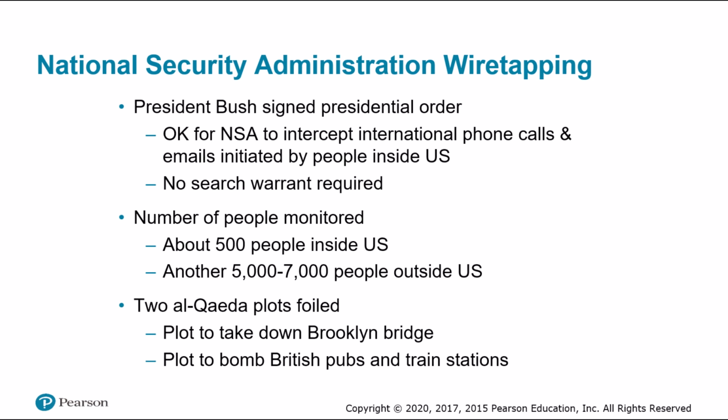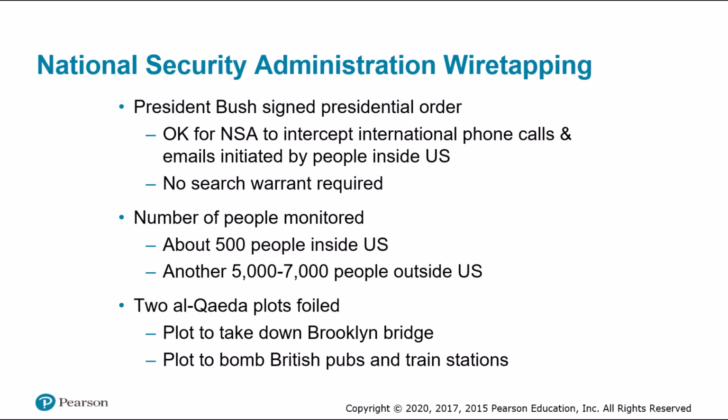The list of persons being monitored gradually expanded as the NSA followed connections from the original list of telephone numbers. At any one time, the NSA eavesdropped on up to 500 people inside the United States, including American citizens, permanent residents, and foreigners. The NSA also monitored another 5,000 to 7,000 people living outside the United States at any one time.